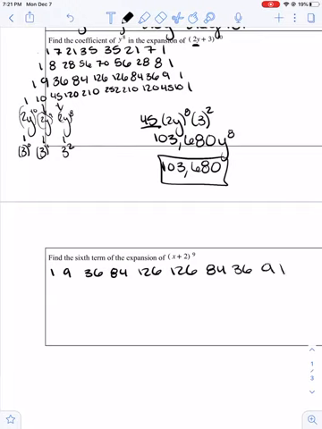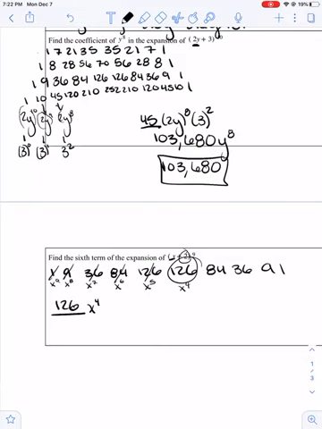So which one is the 6th term? This is the 1st term, 2nd term, 3rd term, 4th term, 5th term, 6th term. So the 6th term has 126 as its coefficient. And then let's figure out what the x power would be. So here's x to the 9th, x to the 8th, x to the 7th, x to the 6th, x to the 5th, x to the 4th. So we have x to the 4th power here.